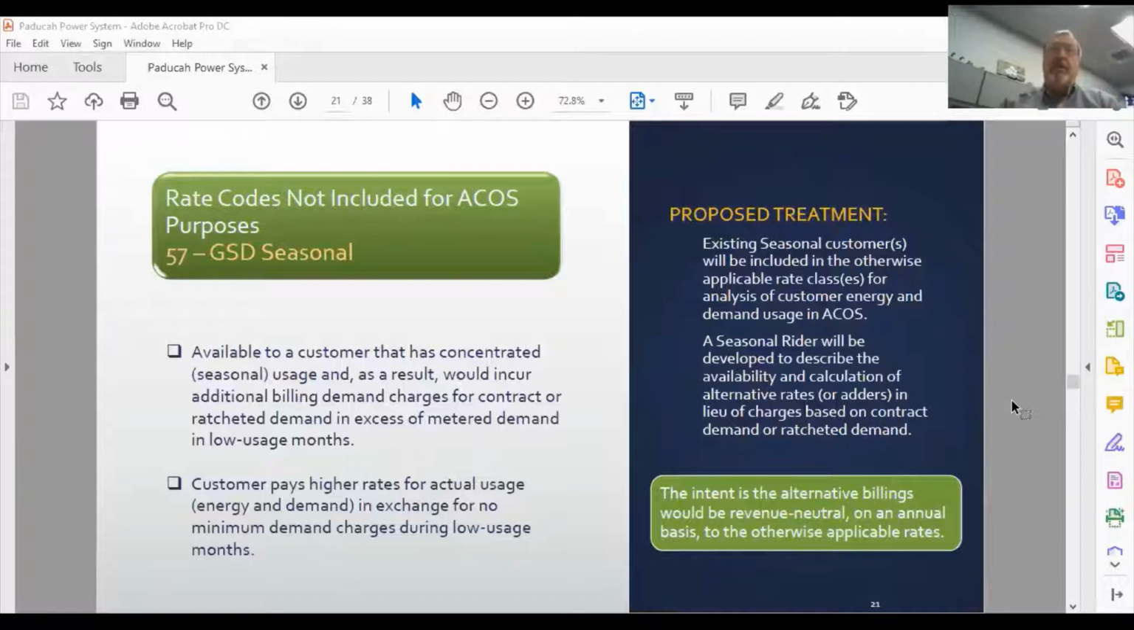So it's just we want to include them in the analysis to make sure that they're treated as one of our regular customers for purposes of rate design, and then after the costs have been allocated and the rates have been designed, then the seasonal feature will just be a rider that adjusts the billings.